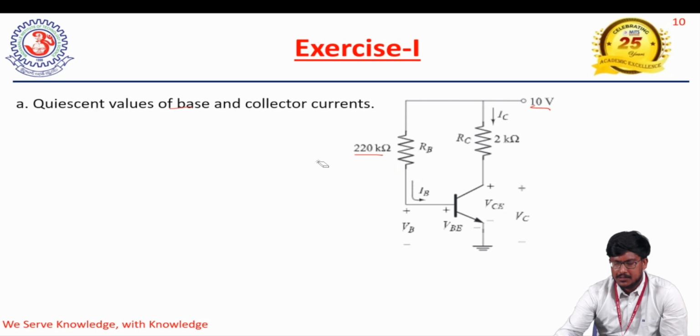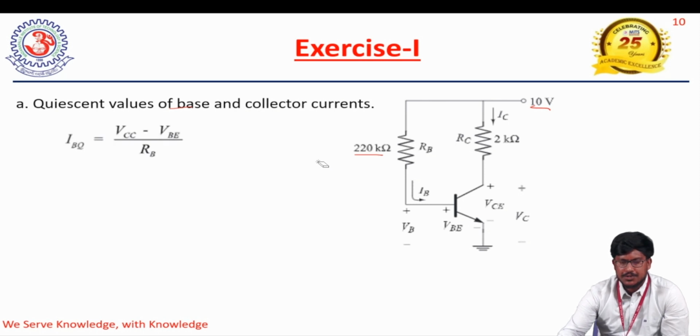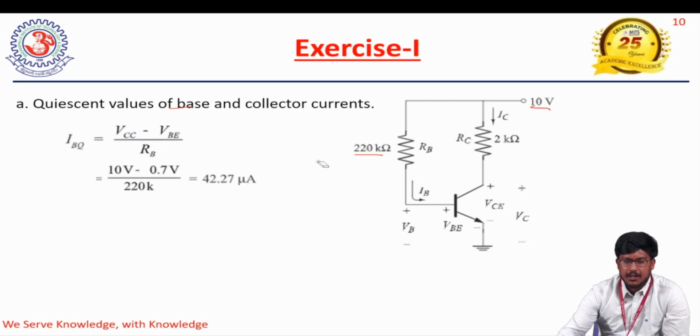So this is the equation for the base current, and after substituting the values of VCC and VBE, we obtain the base current as 42.27 microamps. Normally the base current will be in terms of microamps.